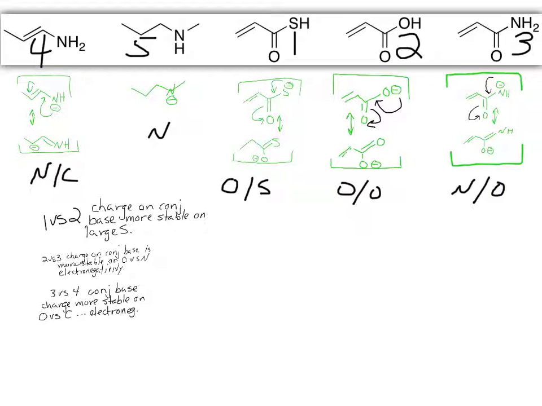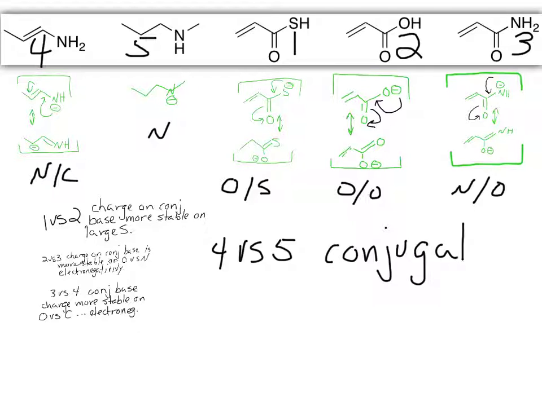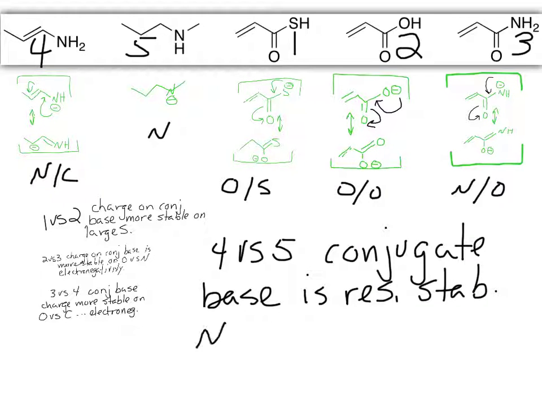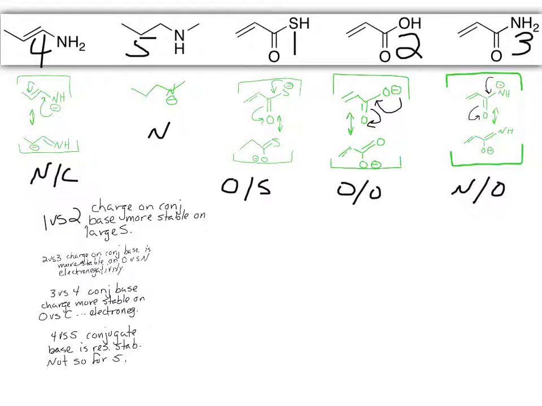So what about 4 versus 5? Well, for number 4, the conjugate base is resonance stabilized. Not so for 5. So now we have an order and a reason for each numerically adjacent pair in our order.